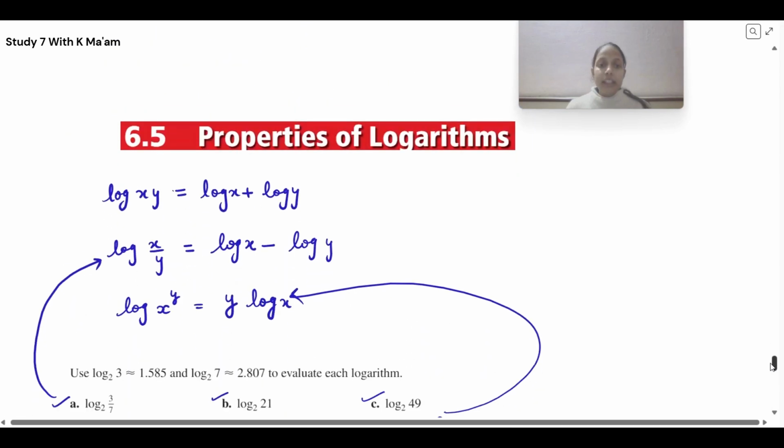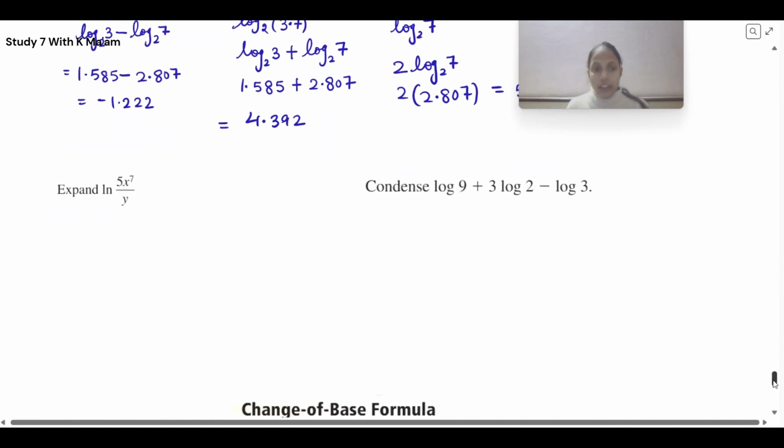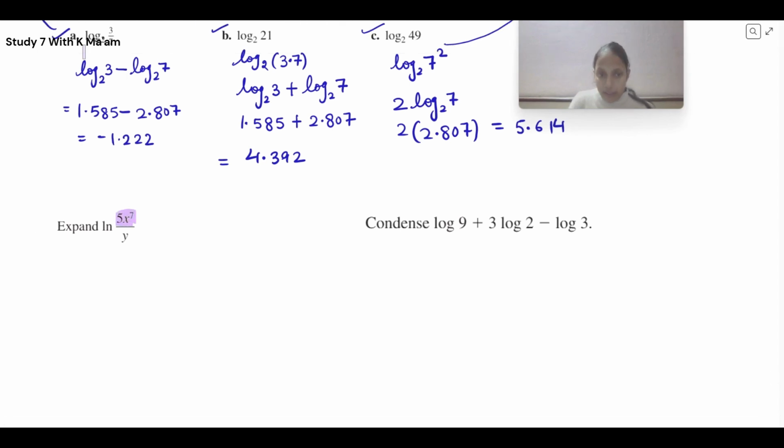Next, expand it. If you are going to expand, I will convert the left side into the right. Check it: how many terms do you have? You have a total of 2 terms, the first and the second. So let's apply the quotient rule: ln of numerator minus ln of denominator. Whatever log is used, you have to choose the same. You cannot choose different.